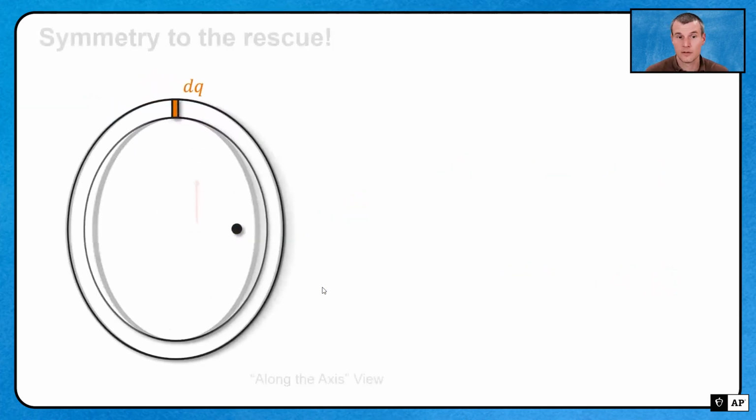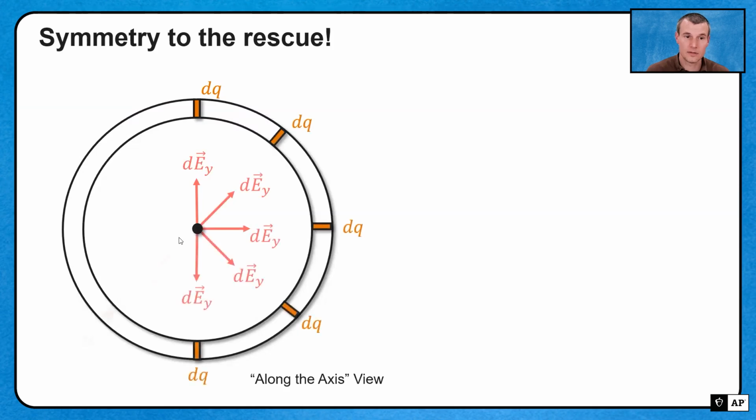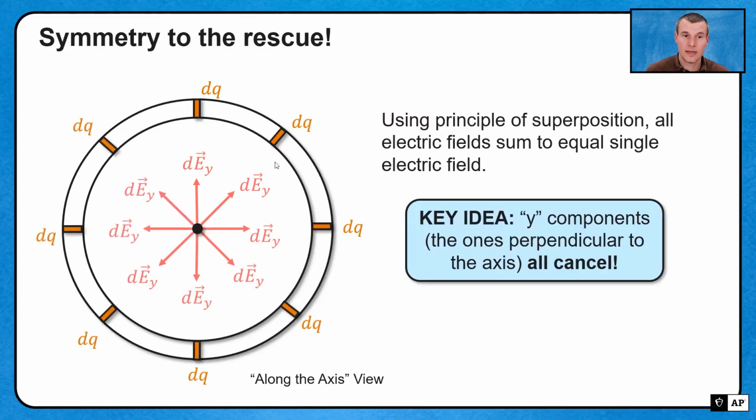But symmetry to the rescue, because each of these elements that's pulling towards the ring has an opposite one that's going to cancel it out. I'm saying the y or the j hat direction, but ultimately these are the things that are perpendicular to our axis.